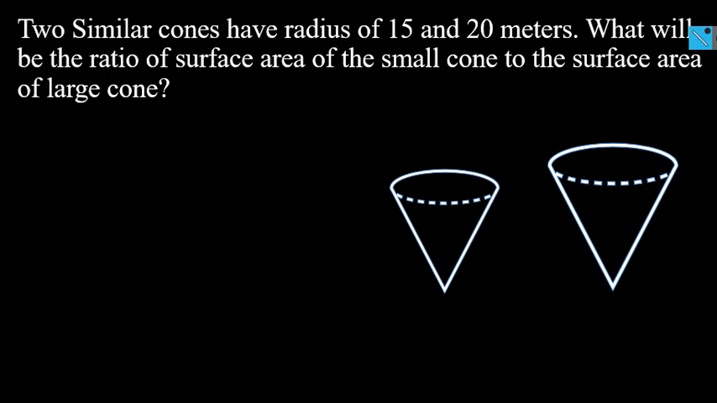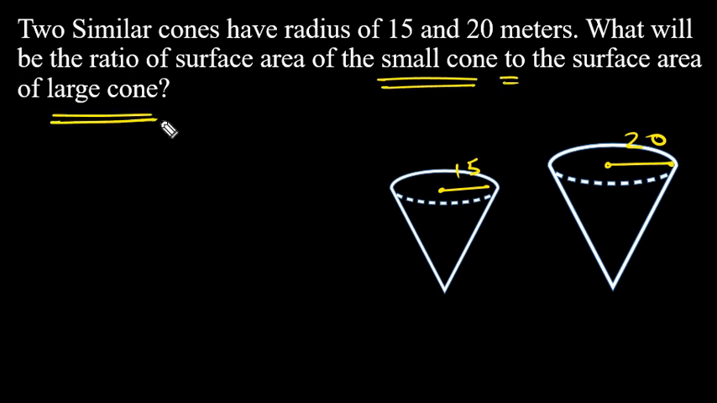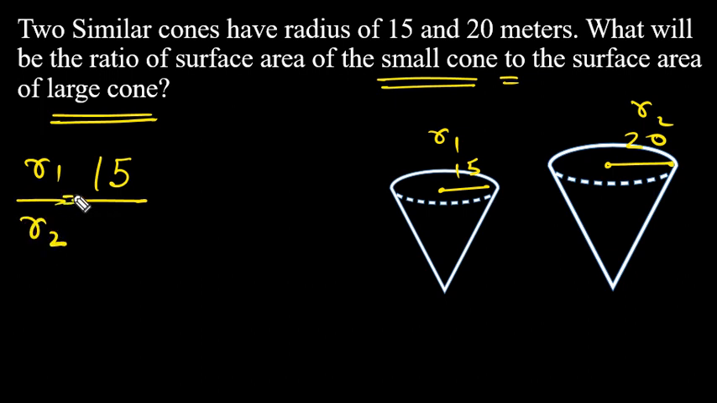First question: you have two similar cones with radius 15 and 20 meters. This one is 15 and this one is 20, because this is small and this is large. So what will be the ratio of the surface area of the small cone to the surface area of the large cone? This is important: small cone to large cone, right? So I will take the ratio of the small cone radius R1 over R2. That's how I will do it. So 15 over 20. You cannot take 20 over 15 because it is given small to large.